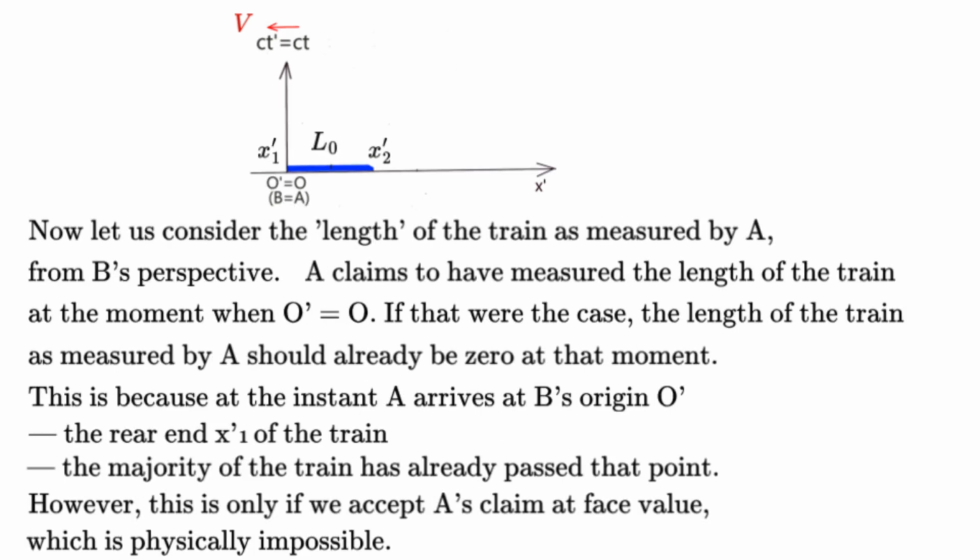Now let us consider the length of the train as measured by A from B's perspective. A claims to have measured the length of the train at the moment when O prime equals O. If that were the case, the length of the train as measured by A should already be 0 at that moment. This is because at the instant A arrives at B's origin O prime, the rear end x prime 1 of the train, the majority of the train is already past that point. However, this is only if we accept A's claim at face value, which is physically impossible.